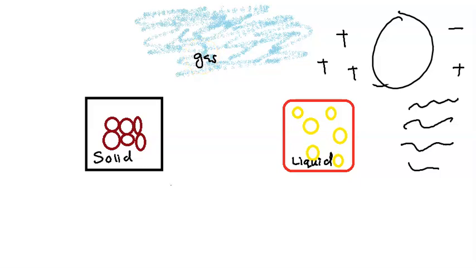Notice that in terms of shape, the solid has a definite shape, and the gas has no definite shape, and the liquid also has no definite shape. But the gas and the liquid literally take the shape of the container.